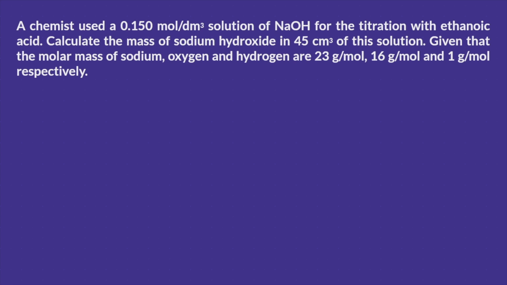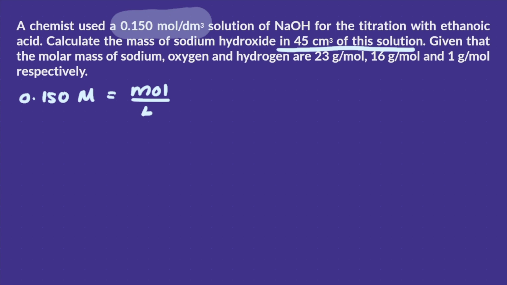Right, so the first thing that you need to understand is 0.150 mole per decimeter cube is actually equivalent to 0.150 mole per liter. So from here you need to convert back. So in a way we can write 0.150 molar is equivalent to mole per liter, right? So here it states that it is 45 centimeter cube, right? So if it's 45 centimeter cube, you need to convert into liter.